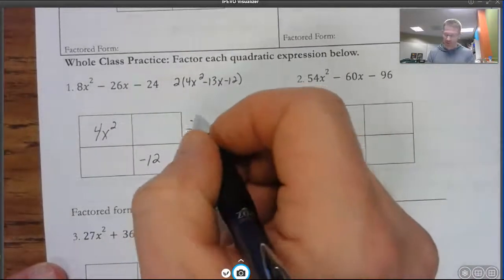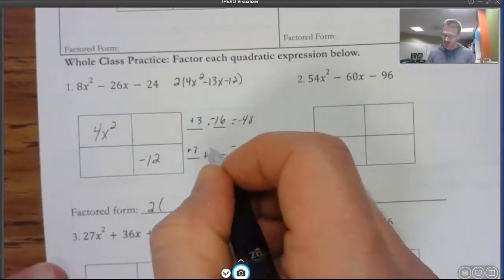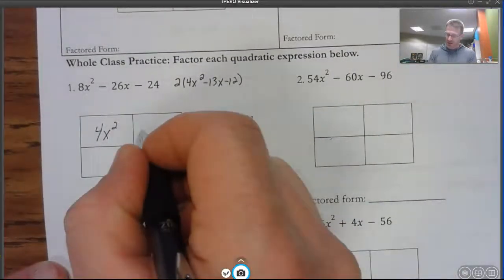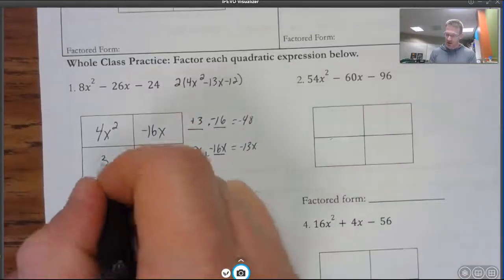Oh, and I wrote them backwards here. So we want the 16 to be negative. Let me flip that real quick, just like that. And then I'm going to drop that negative 16x in here. I'm going to drop the 3x in here.